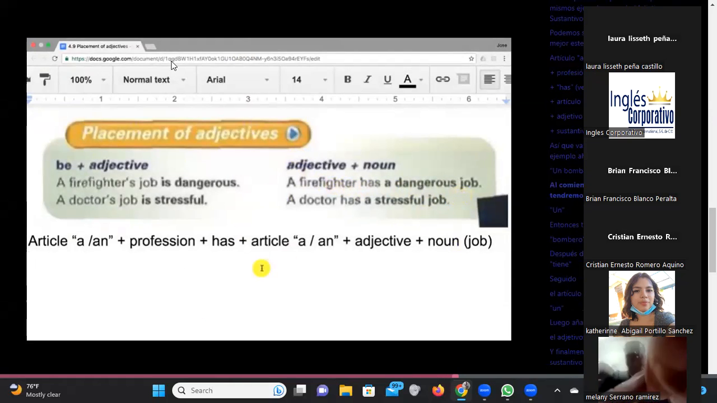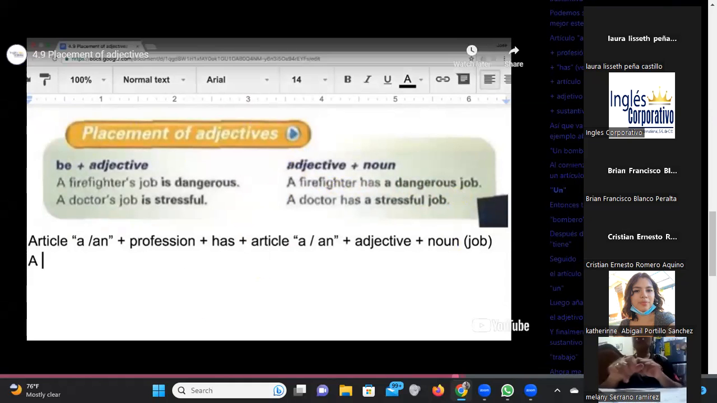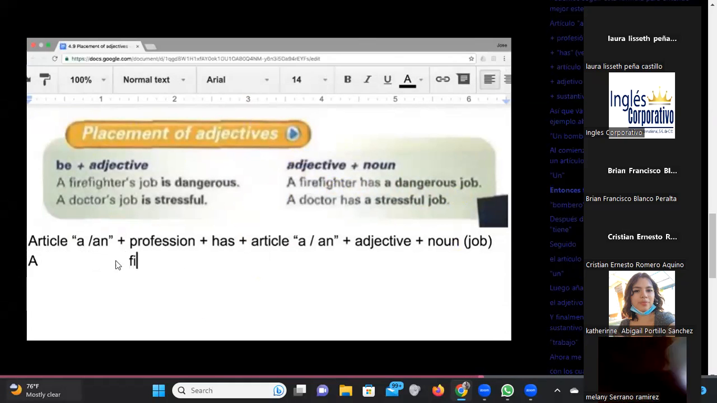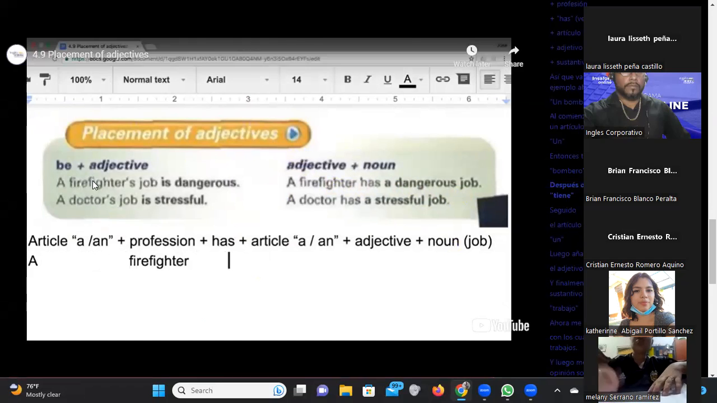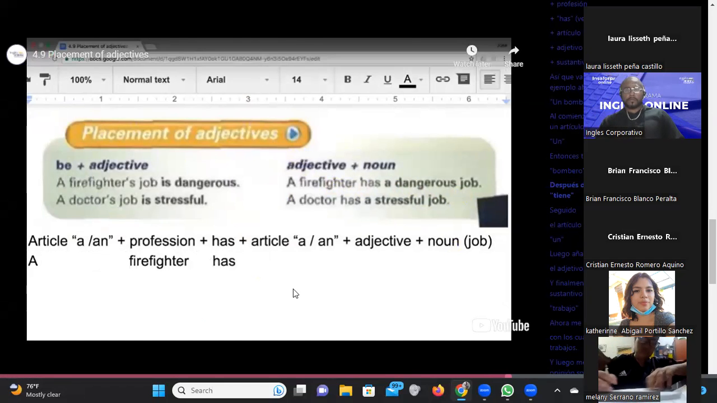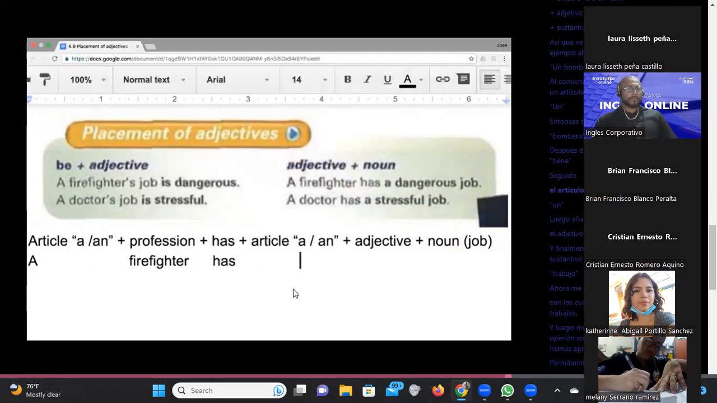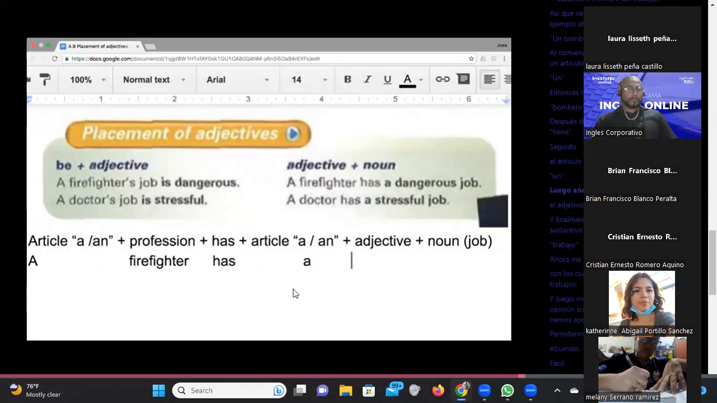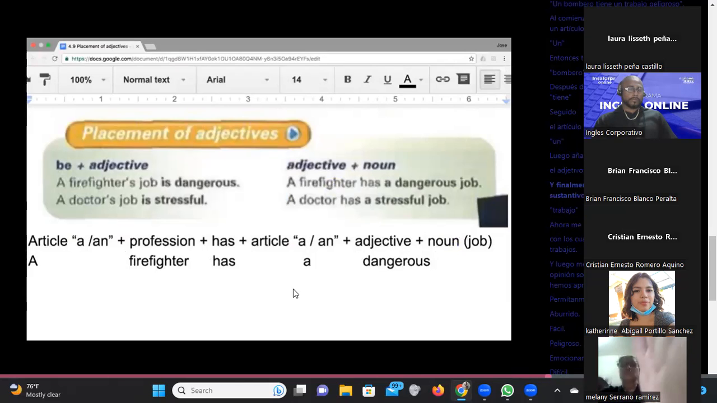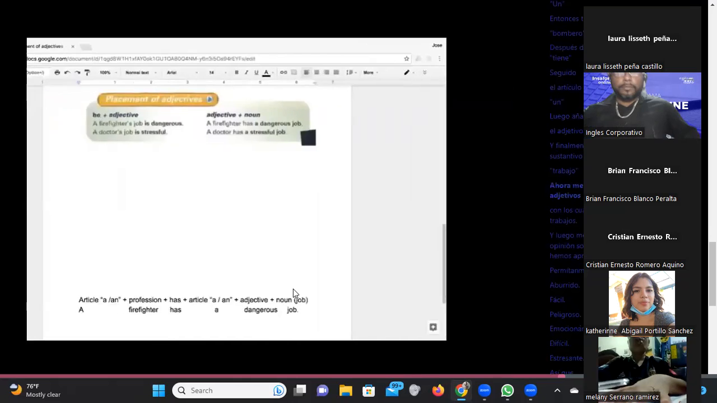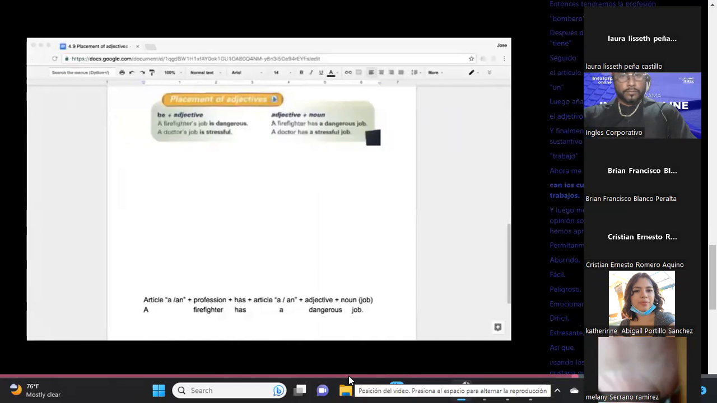At the beginning of our sentence, we will use an article, a. Then we will have the profession, firefighter. After that, we add the verb has. Next, the article a, then we will add the adjective, and finally we need to add the noun, which in this case is job. Now I would like to give you some adjectives which may describe different jobs.